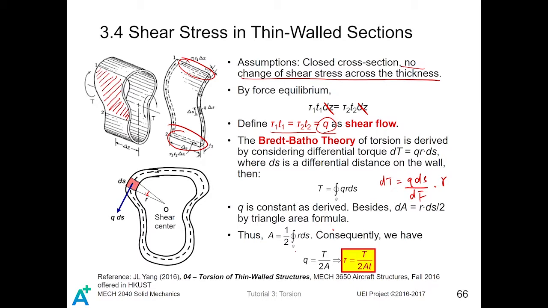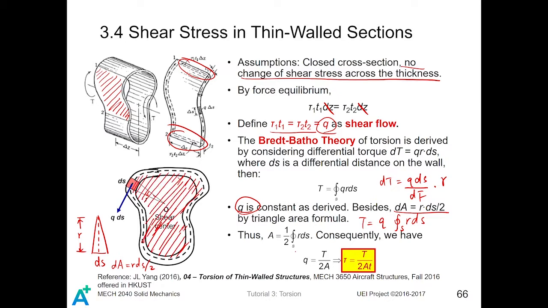Besides, we consider the area of this very small triangle swept by r. For this very tiny piece of triangle, this is ds, and its height is r. Then the area of this differential region is given by dA equals r ds divided by 2, according to the triangle area formula. Therefore, since q is a constant, it can be taken out from the integral. Therefore, we can write T equals q times the circular integral of r ds over the entire length of s. Since dA equals r ds divided by 2, we can find the area enclosed by the center line of the thin wall structure.